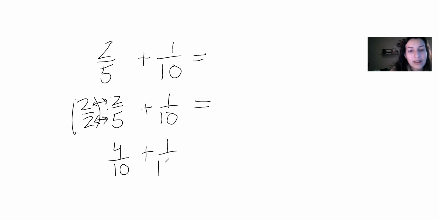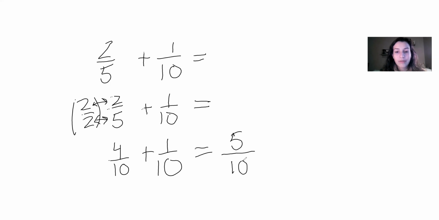And then we just have to add that to our 1 over 10. So what is 4 plus 1? I believe that is just 5. And then when we add fractions, we keep the denominator constant. So 5 over 10 is our final answer.